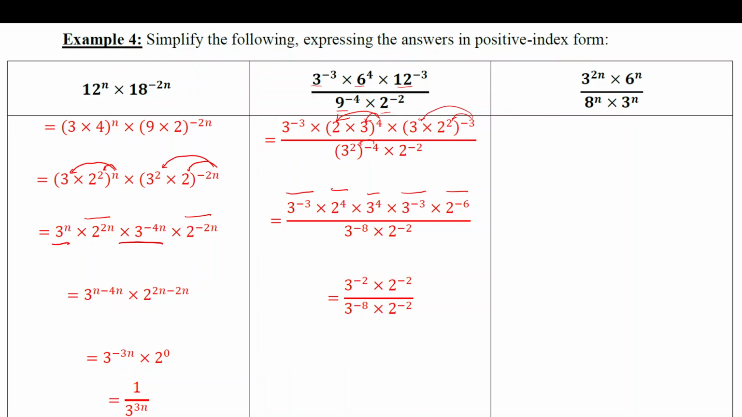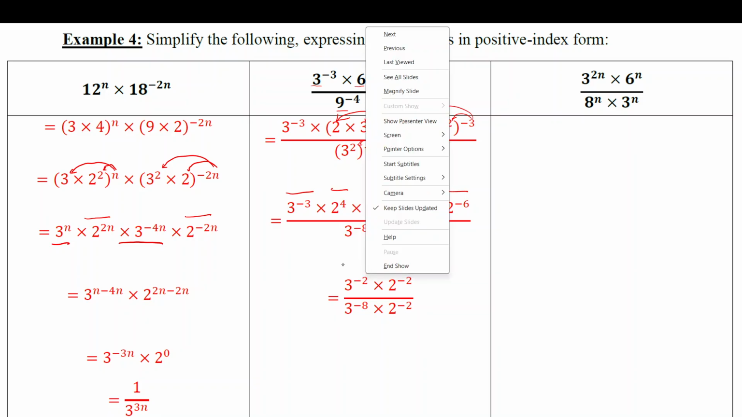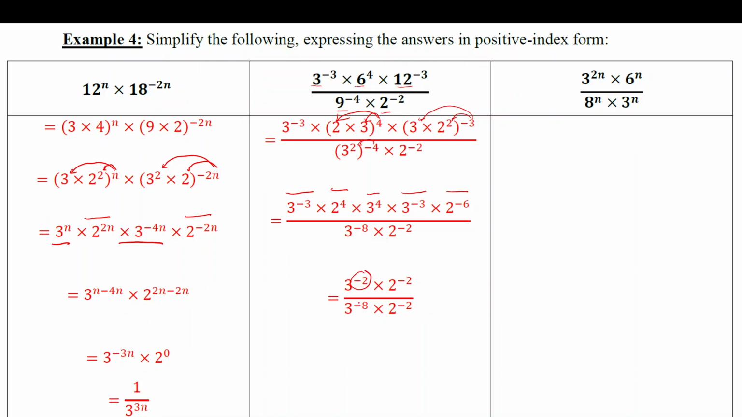Now, we want to pretty much go straight away and do index law 2, which is dividing and taking away. So this would be negative 2 take away negative 8, which would be like plussing 8. And here would be negative 2 take away negative 2, which would be like plussing 2. So we should get 3 to the 6, 2 to the 0, which gives us 3 to the 6. Now if this said evaluate, then we would actually have to work out 3 to the power of 6. But it wants positive index form, so that's why we stopped there.